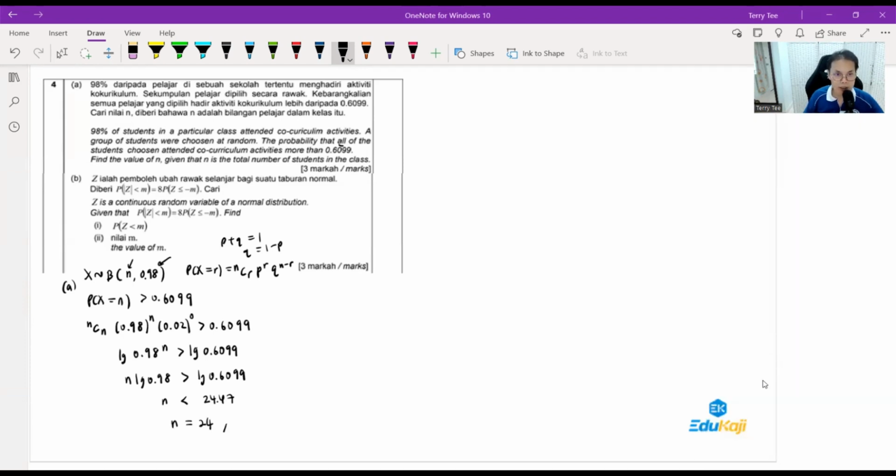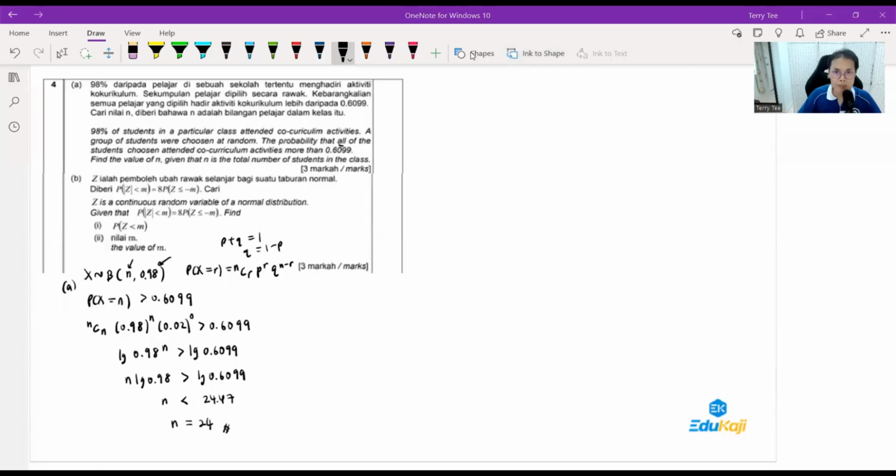In this case, you're finding n. Now, the question mentions more than, so actually it's the maximum value of n. n is supposed to be a maximum value. So if it's less than 24.47, n must be 24.